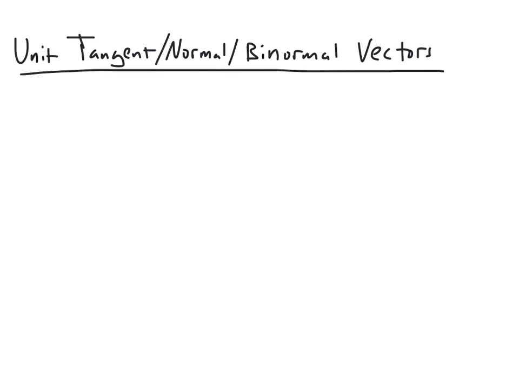In this video, we're going to define three unit vectors related to a space curve: the unit tangent vector, the unit normal vector, and the unit binormal vector. To set up our development of these three vectors, we're going to start by supposing that I have a vector function r of t, which is smooth.